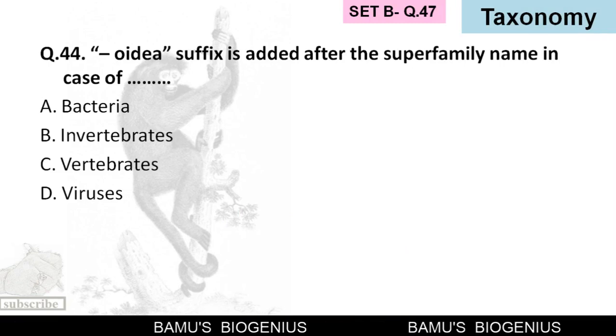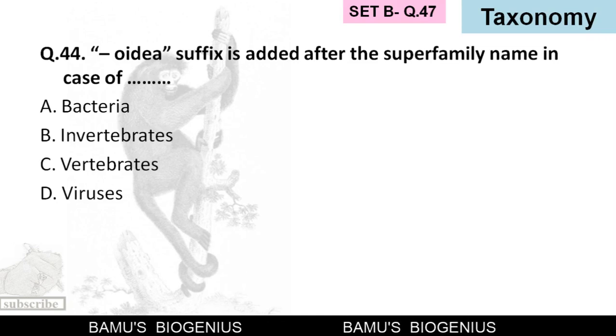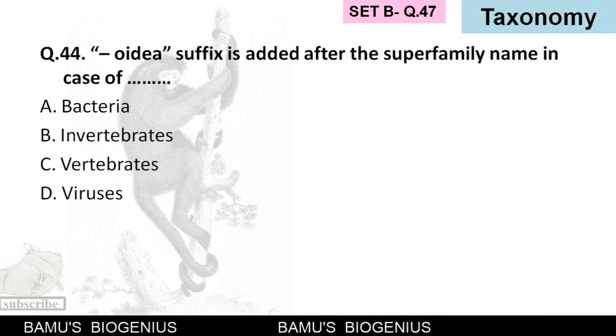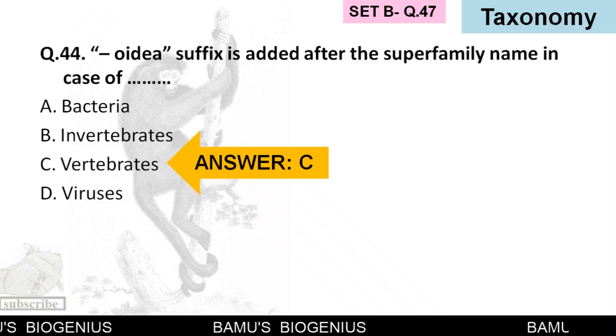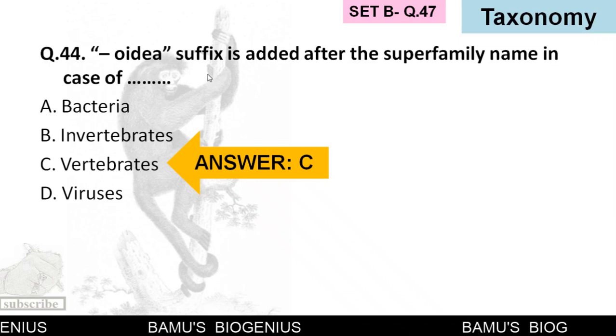44. Oidea suffix is added after the superfamily name in case of bacteria, invertebrates, vertebrates or viruses. The answer is the vertebrates. Answer is C. So this question is from taxonomy. This question number 44 in set A is in set B question number 47.